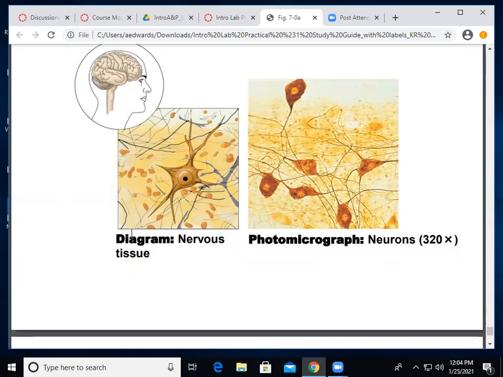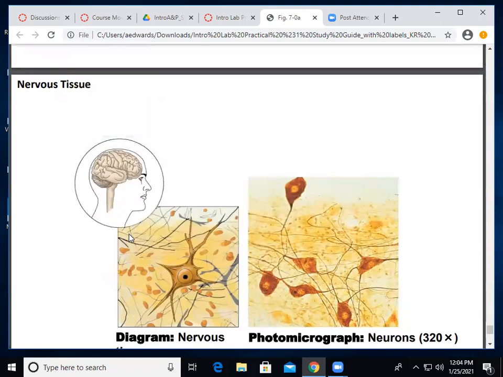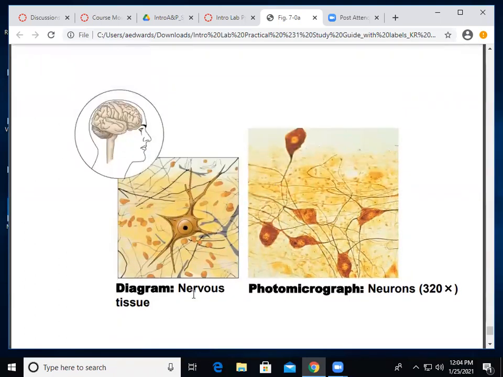So nervous tissue. Here's your kind of characteristics. These are neurons. We'll learn about that when we get to the nervous system. These cells are called neurons. Neuron is singular, neurons is plural.